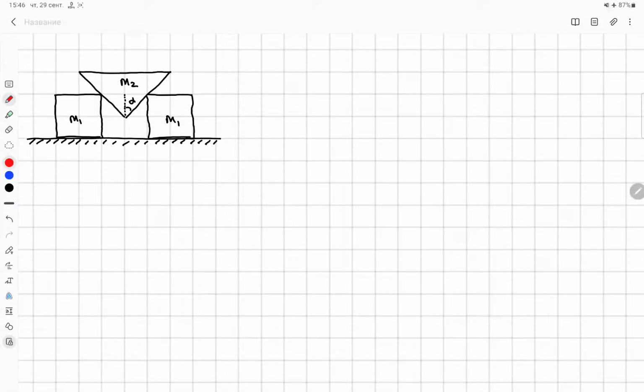Here in this system, in this figure, as you see, we have two objects on the rough surface. We have friction basically here. Coefficient of friction is given, let's say K. And between this object M2 and M1, no friction, smooth here. Friction only between M1 and the surface table, let's say.